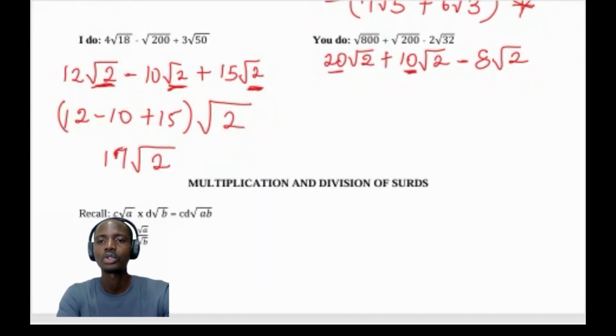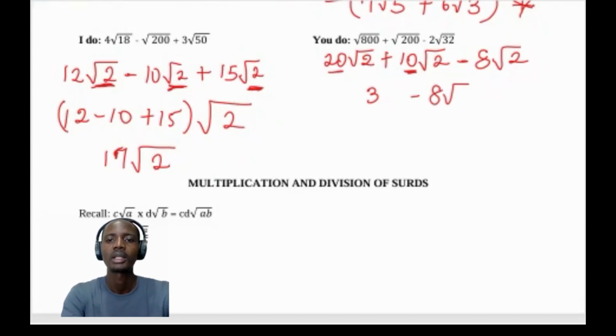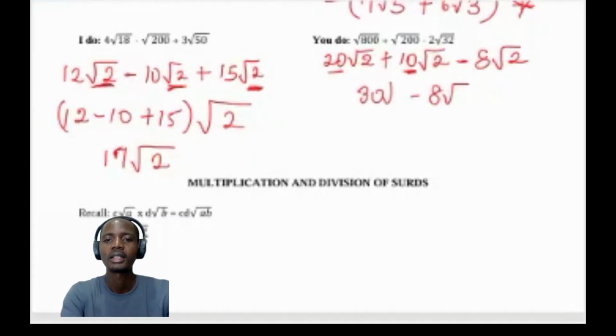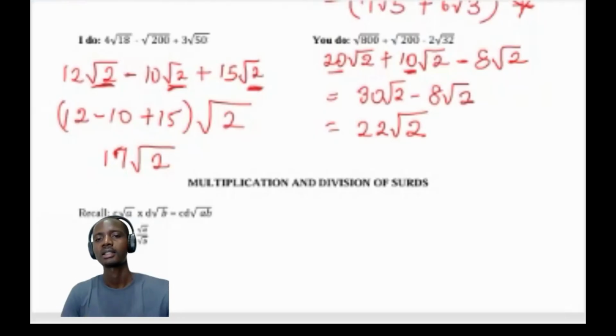So 30 root 2 minus 8 root 2. Sorry, I omitted the root 2. So 30 root 2 minus 8 root 2. We know that gives us 22 root 2. So that is the answer.